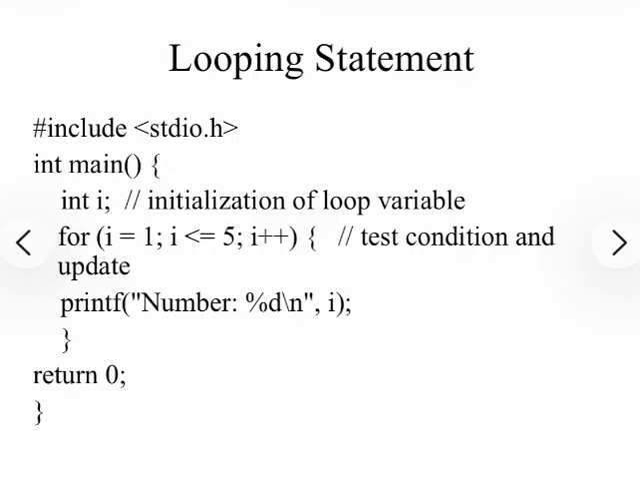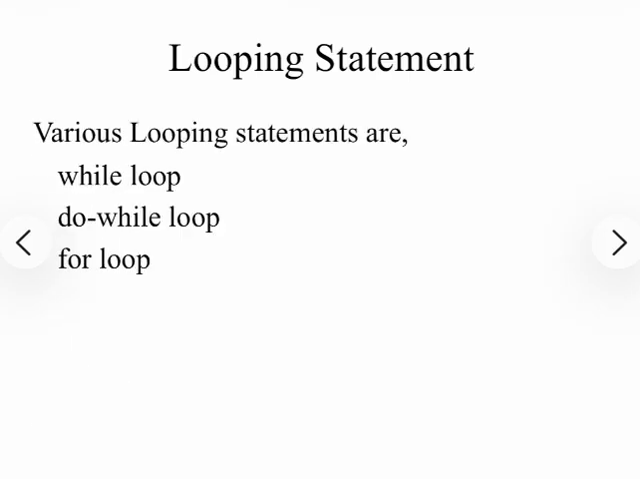In this, they have given header files and the main function. In the main function they have given the data type int, and the variable is mentioned as i, the initialization of the loop variable. Next they have given the for loop. In the for loop they have given the condition. First they have given the value of i, and the condition is i less than or equal to 5, and i plus plus. i plus plus is an increment operator. This is the test condition and the update. Next they have given the printf statement.